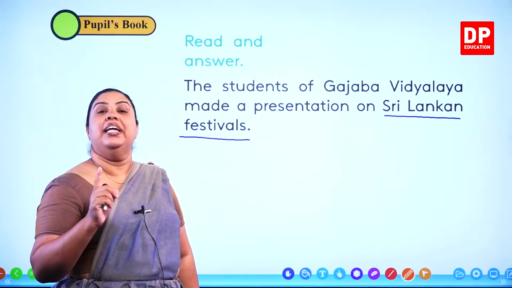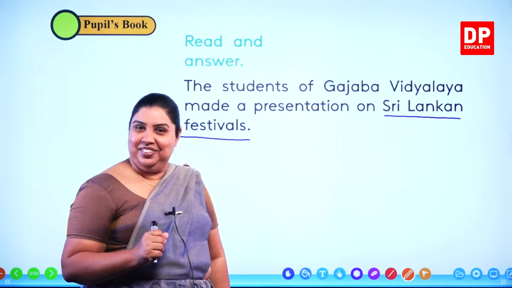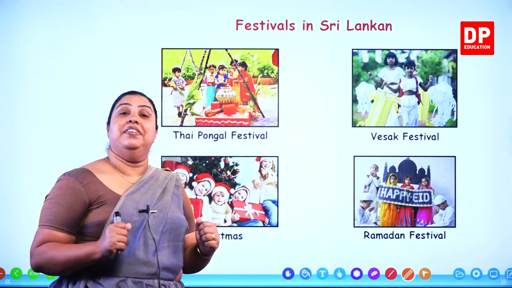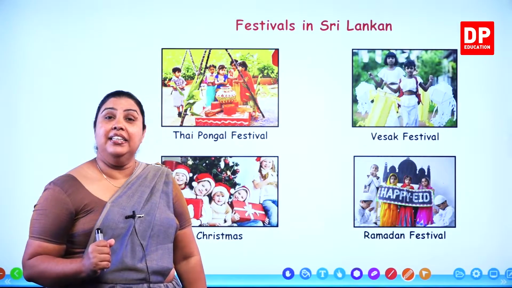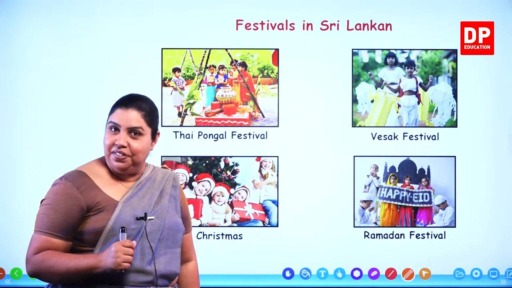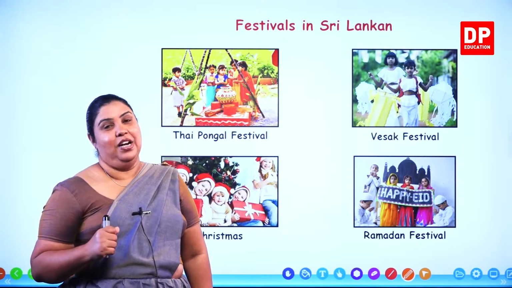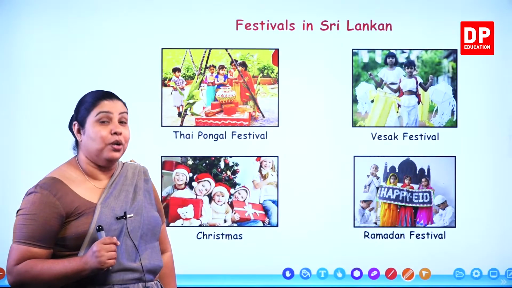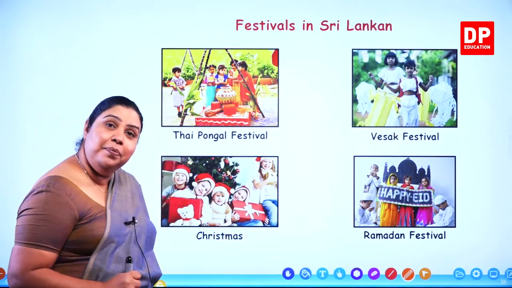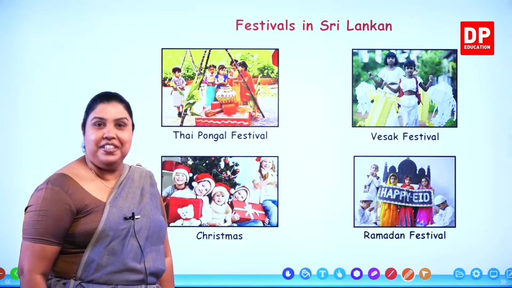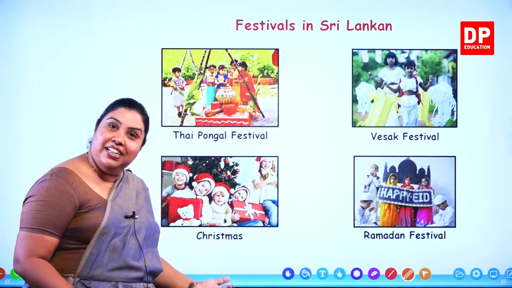So we are going to go to our next slide and we will start our lesson. Okay? Right. So now, as we are going to talk about festivals in Sri Lanka, our students in Gajaba Vidyalaya have brought us information about 4 main festivals that we have in Sri Lanka. Now, what are they? We are going to talk about them in detail. Look at the first picture. Thai Pongal Festival. We celebrate Thai Pongal Festival in Sri Lanka.